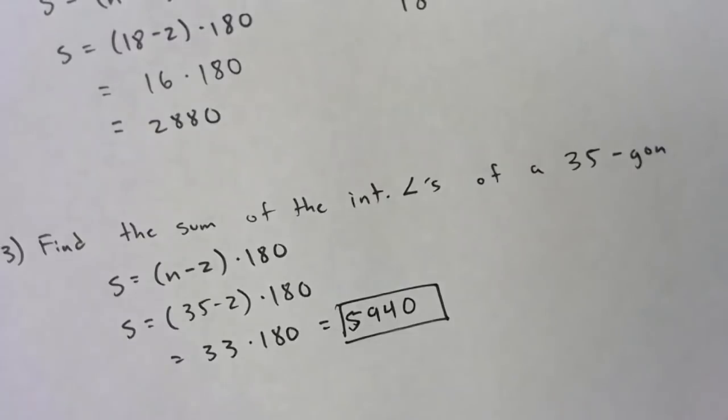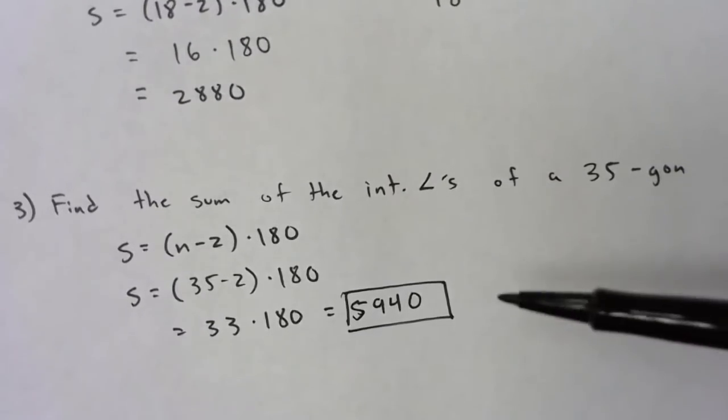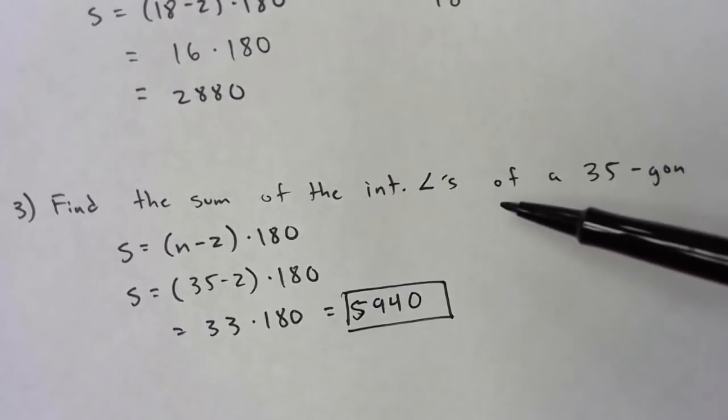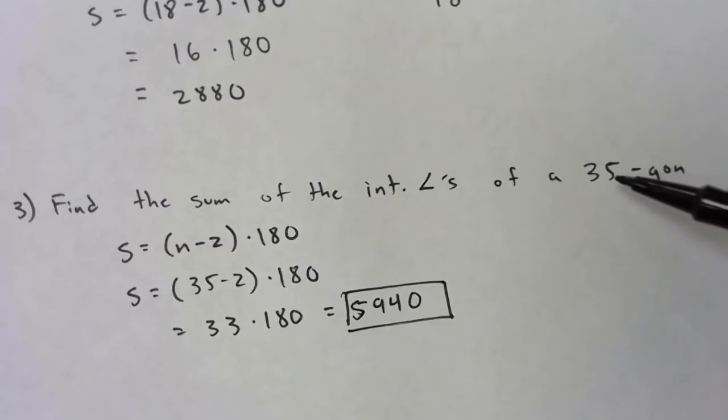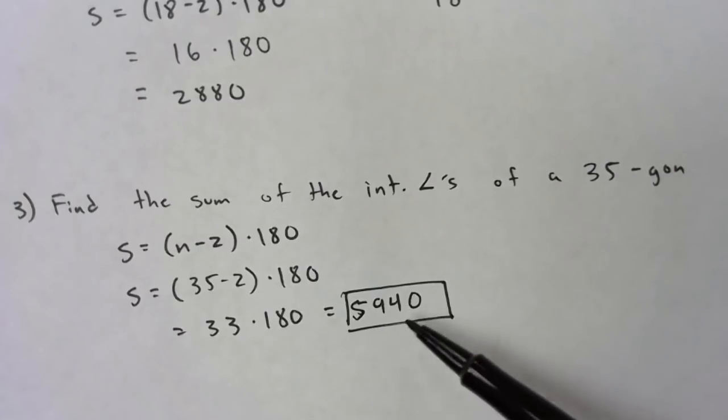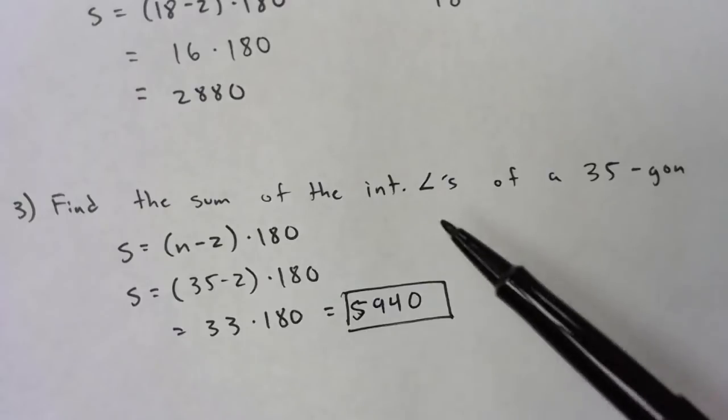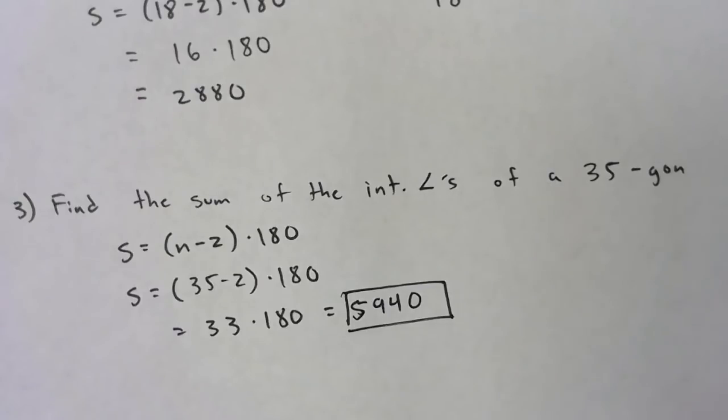If the question said what is the measure of each interior angle of a regular 35gon, you would then divide this figure here by 35. You have to pay attention to what the question is asking for.